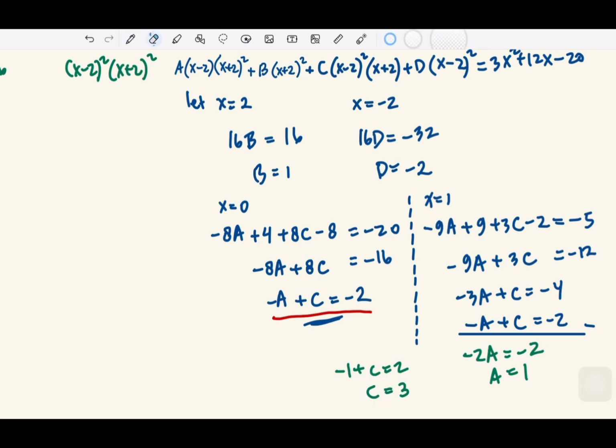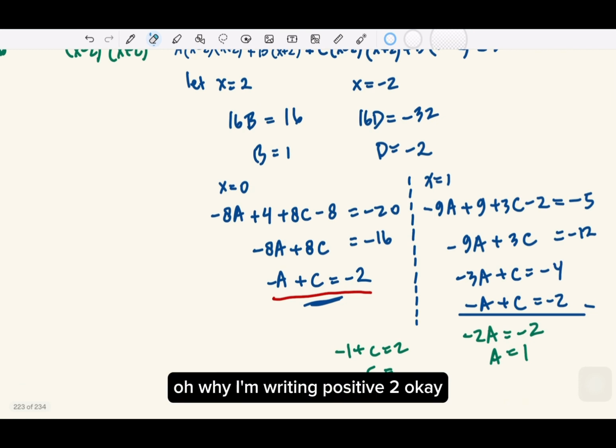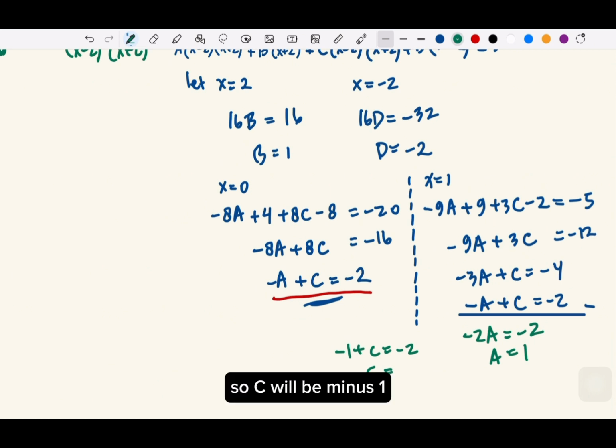Why? C is 3, right? Why? Oh! Why am I writing +2? Okay. So c will be -1. Okay. And we're still not finished yet.